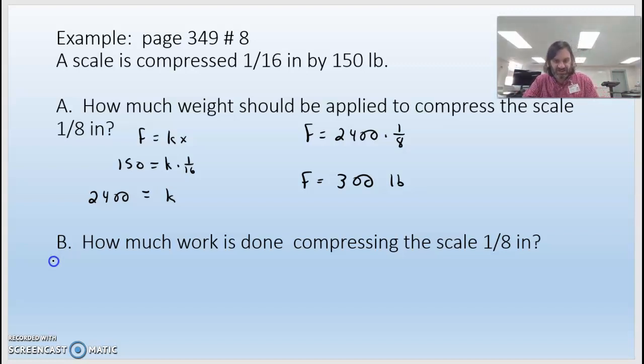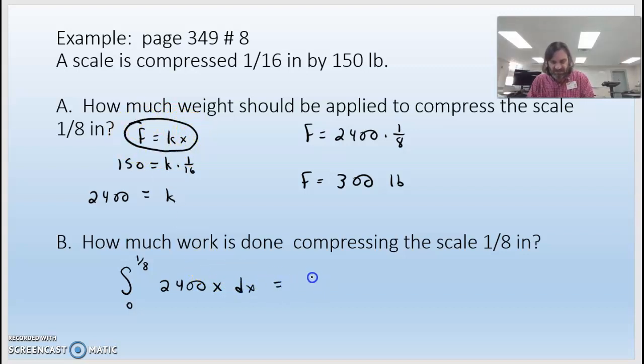Alright, so then it says how much work is done compressing the scale 1/8 of an inch. So we're going to take this thing from rest to 1/8, and the force function will be our k, which is 2400x. So that's our force function. Dx. So we will integrate that, so it will be 1200x squared from 0 to 1/8. So let's see here. 1/8 squared.